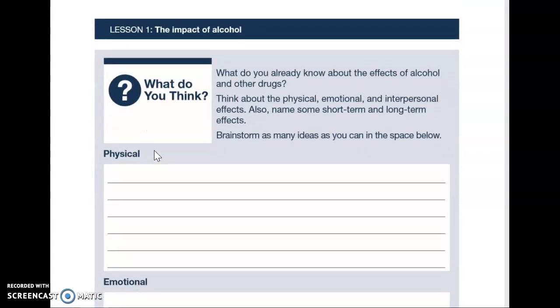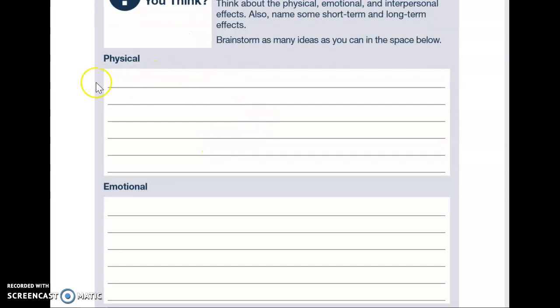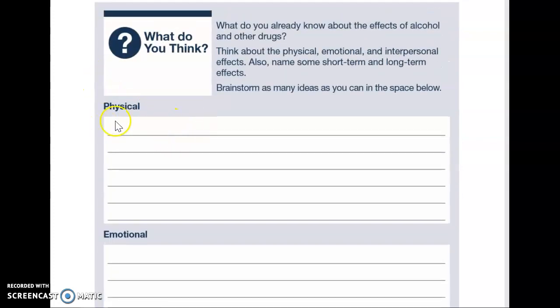Right, today this is what you're going to do for the remaining period of time. We've got an hour. This probably shouldn't take you an hour, but this is more about you brainstorming. What do you already know about the effects of alcohol and other drugs? Think about the physical, emotional, and personal effects, and also name some short-term and long-term effects. So looking here, you've got physical. In this space, what I want you to write down is what are the effects? How do drugs and alcohol affect you physically?